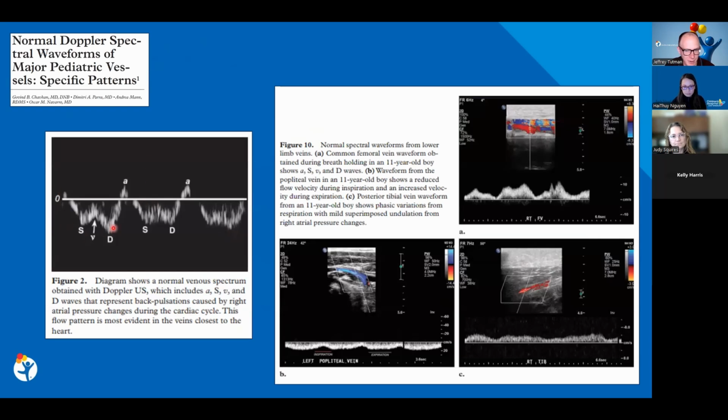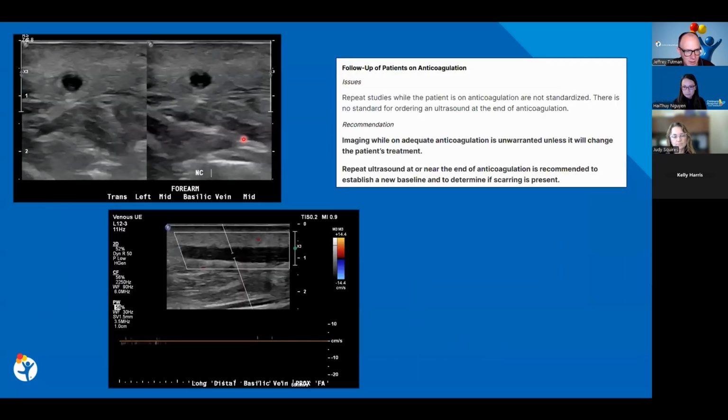And then again, normal venous waveforms. This is the classic venous pattern, but especially in the extremities, we don't see these discrete patterns very often. These are examples of normal venous waveforms. Then a couple of cases and specific questions related to those.